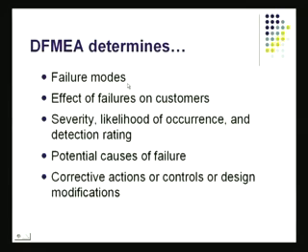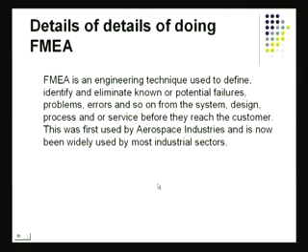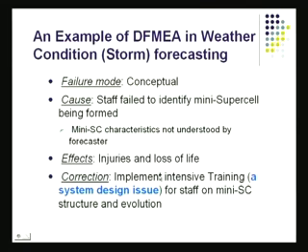This is going to be first identify the failure modes, look at the different effects of failures on customers, for example, look at the severity, look at potential causes of failures, and then look for modification of the design to try to eliminate this problem. So details of doing FMEA are laid out in these different slides. Again, I've got the failure mode, the causes, the effect, and the correction. And I've got to make sure that this is done in a team manner, because it's not so easy. Let's take a look at this example.